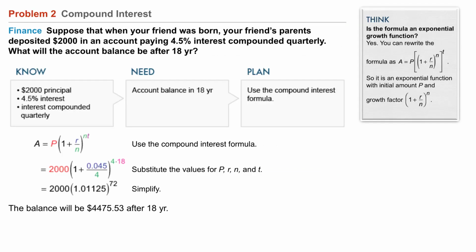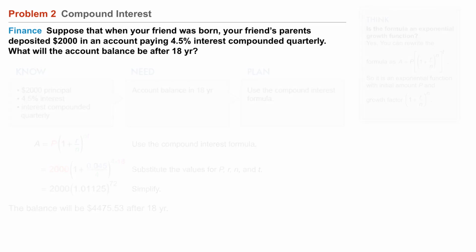Problem 2. Compound interest. Finance. Suppose that when your friend was born, your friend's parents deposited $2,000 in an account paying 4.5% interest, compounded quarterly. What will the account balance be after 18 years?